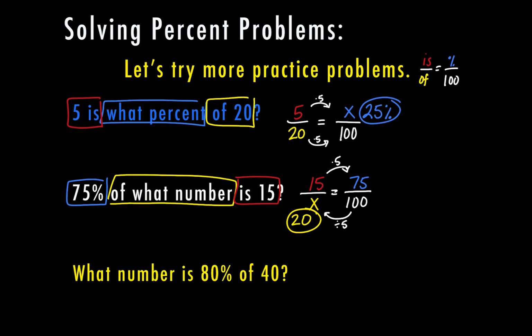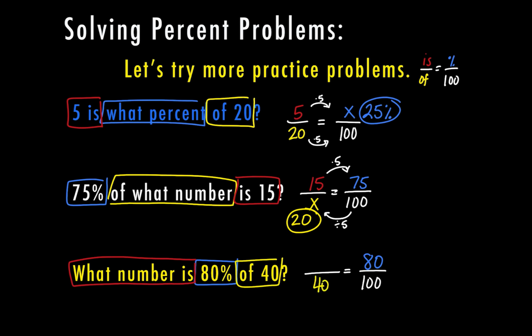For the last one, for our practice problems here, we have what number is 80% of 40? So I have my percent sign here. So the number in front of that percent sign is always going to be your percent. So 80 is my percent. Here I have the word is, and I don't have a number anywhere around it. And then of is going to be 40. So of is my 40. That means is the one I'm trying to solve for. Go ahead and take a minute and see if you can solve this one.